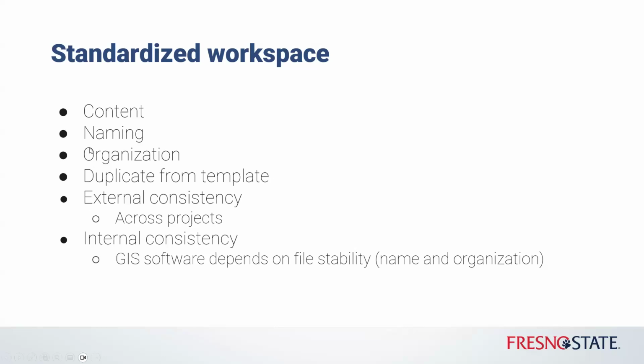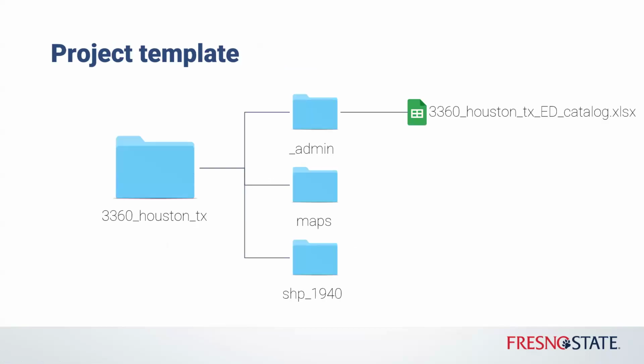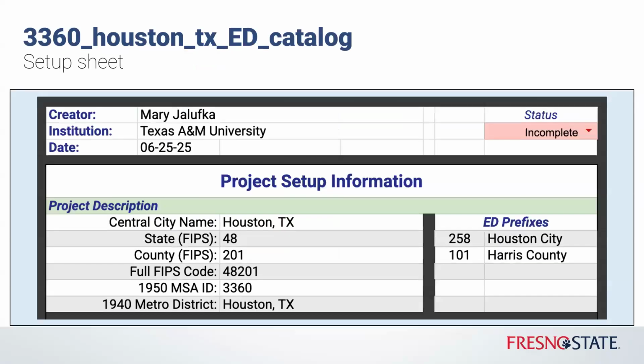You're going to want to make sure you have consistent naming, organization, using the template. You're going to want external consistency across projects. So make sure if you have a team, they're all using the same naming conventions and folder structures. And then you also want internal consistency. So make sure everyone's using the same software. Everyone's using the same file formats, those kinds of things. All right, I already talked about this, so I'm going to keep going.